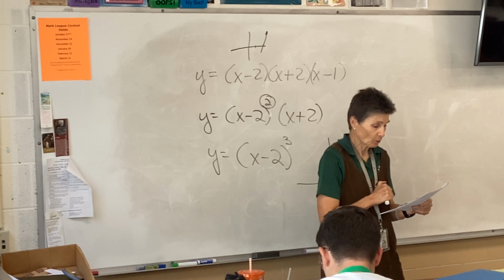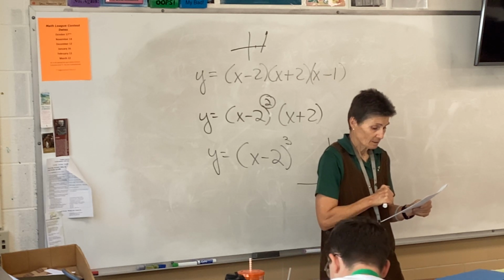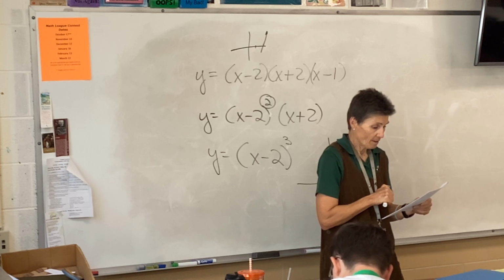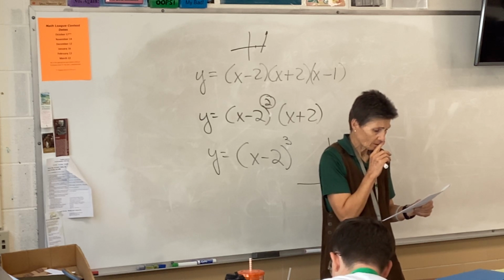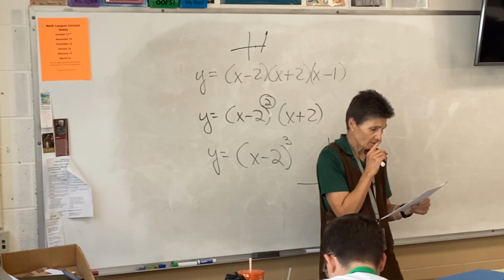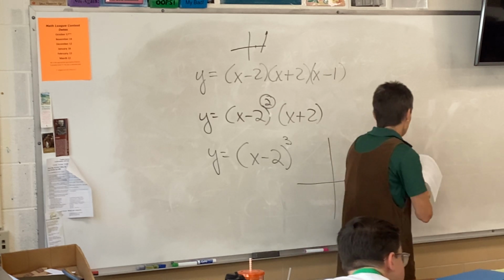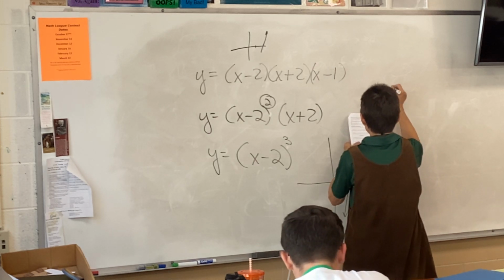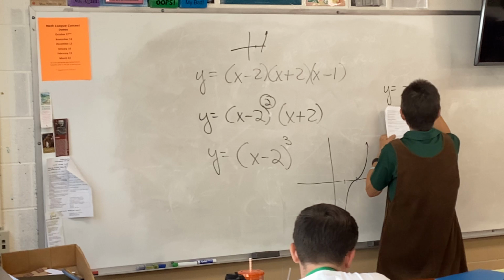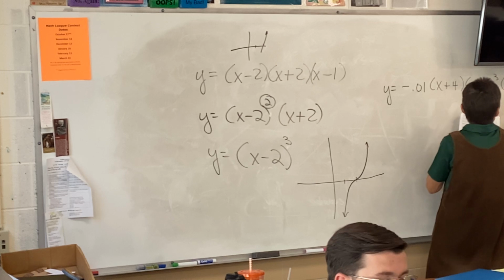So for his particular problem, the multiplicity of... I'm not sure, something here is not right. Something isn't right for the function he wrote. So let me rewrite this function. 0.01 times (x plus 4), (x plus 1) cubed, and (x minus 3) squared.